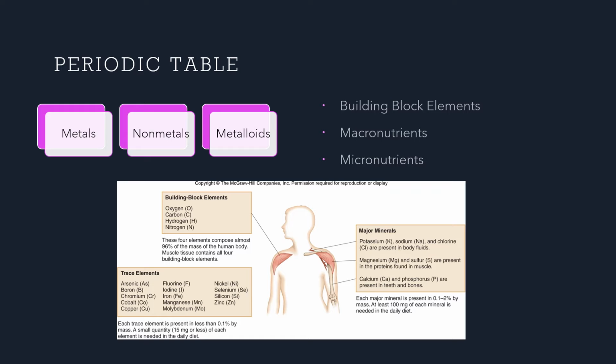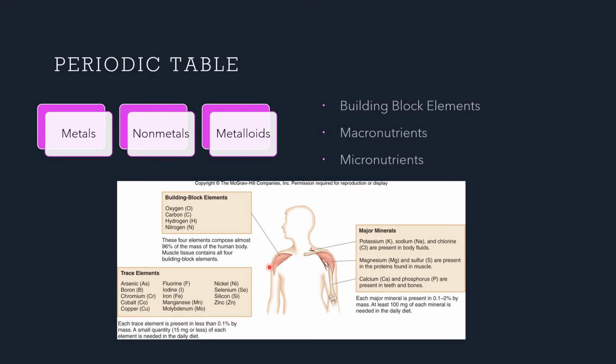We can break these elements down further into these different types: building blocks, macronutrients, and micronutrients that we find in the human body. So our building block elements, these four right here, oxygen, carbon, hydrogen, and nitrogen, these are found in our bodies in high amounts. Most of our body is made up of these four things. Most of the molecules that are making up your body, your physical structure, are from these four elements.